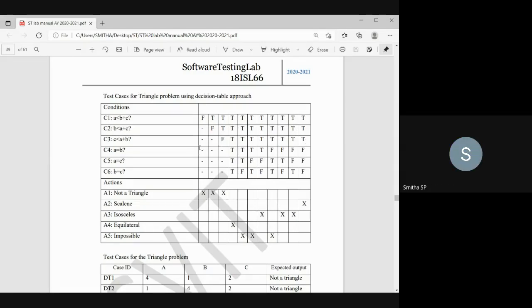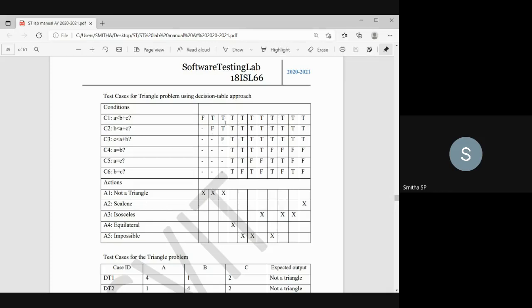Okay, these blank entries are the don't care conditions, in the sense it is not necessary to write those. So at that time we'll make it as a don't care entry. Coming to the second rule, condition one is satisfied. Moving to the next condition, the second condition is failed. We know that if any one of the conditions fails, it is not going to frame a triangle, so the action is not a triangle.